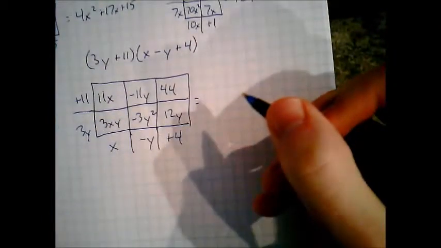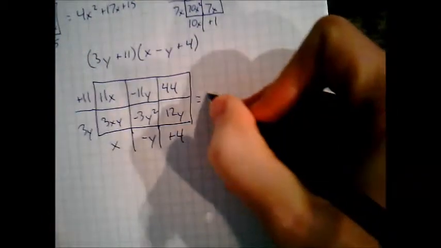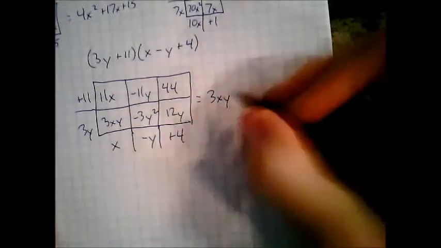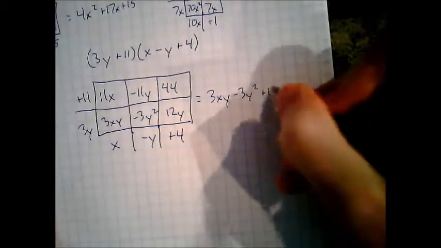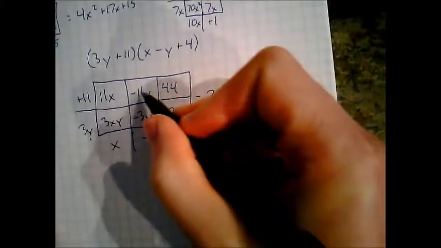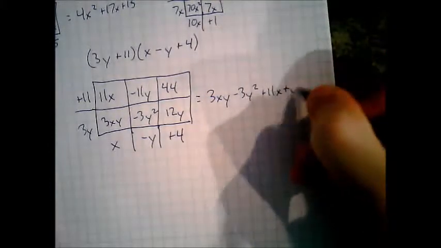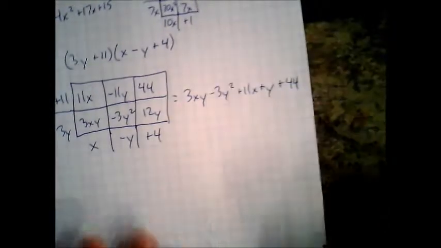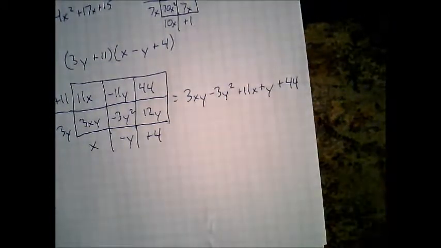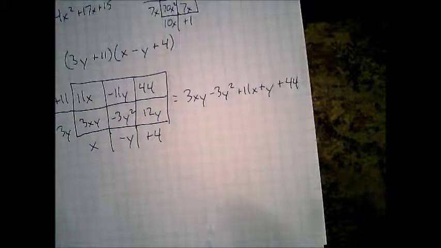Okay, collect our tiles. 3xy minus 3y squared plus 11x. Negative 11y plus 12y gives us a positive 1y, or just positive y, plus 44. And that's how we multiply expressions. So if you need more examples, refer to the textbook or some of the online resources. All right.